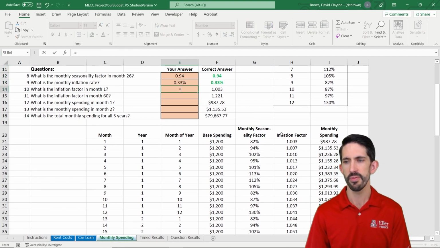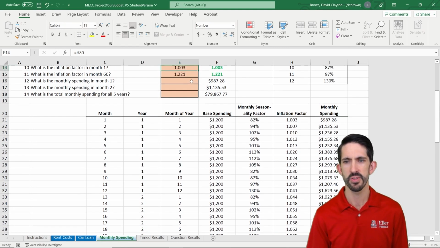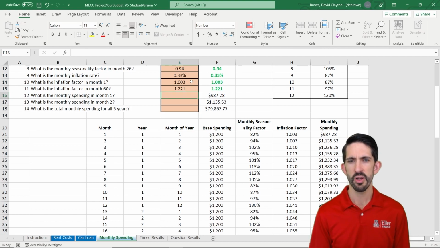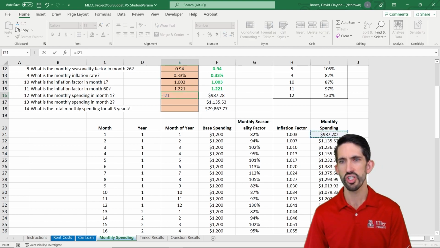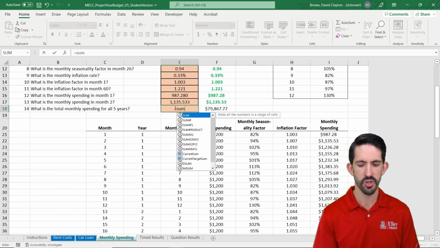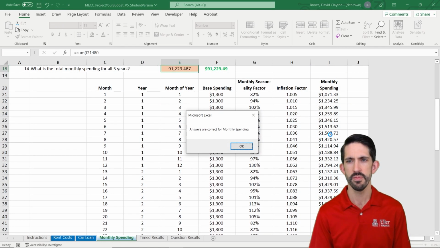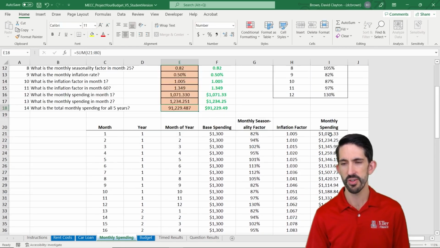Now we just need to pull our inflation factor in at the first year, inflation factor for the last year. We get both of those in there. Those look correct. Now we need our monthly spending in month 1. This is just checking that our model is correct across a couple different steps. Those look good. And now just our total spend across all the months. Let's add that up with a sum. And we have all of our answers correct right here.